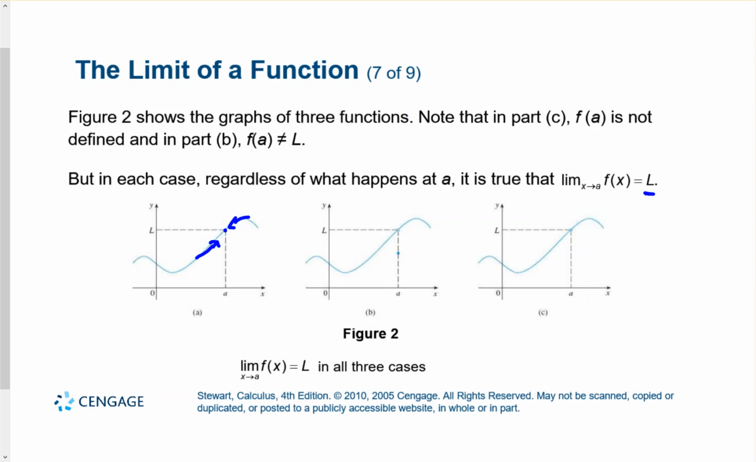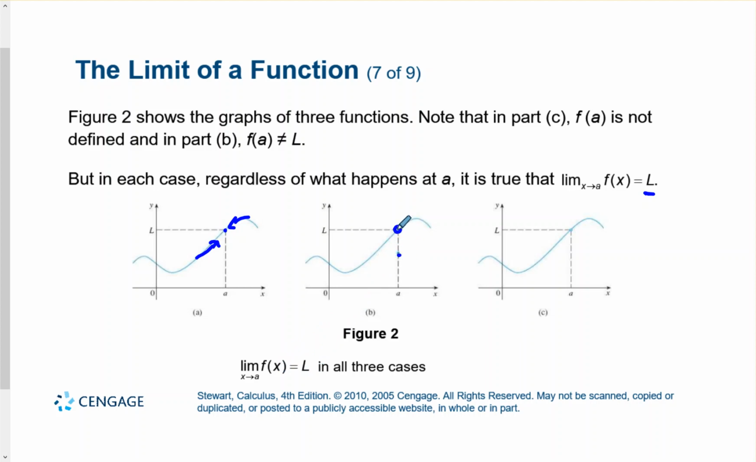Notice in B, the function may not be easy to see in the picture, but there's a hole here. There's an open circle at a, and actually it's defined over here. So the dot here is where it's defined, and there's an open circle where a is on the function. In that case, it appears to be approaching L.